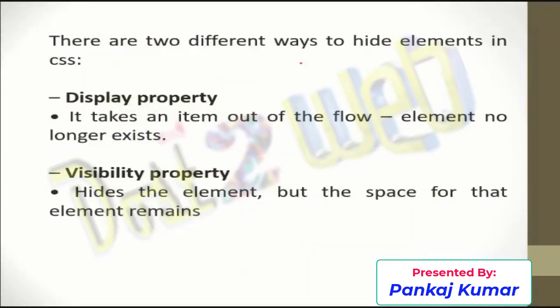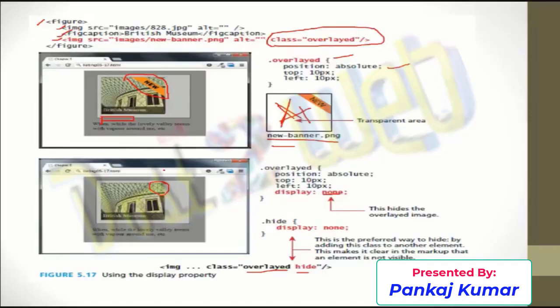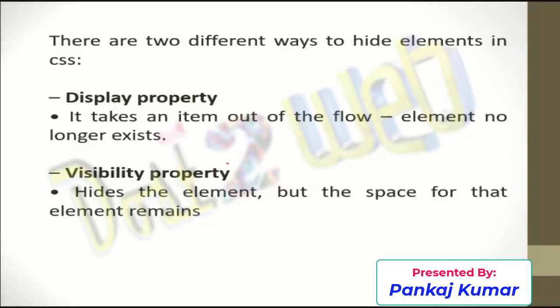And as I mentioned, there are two properties. One is display, and the other is the visibility property. So we have two properties here. The display property takes an item out of the flow. The element no longer exists. When you use the visibility property, it will hide the element, but the space of the particular element will remain and exist. That is the two different ways to hide an element.